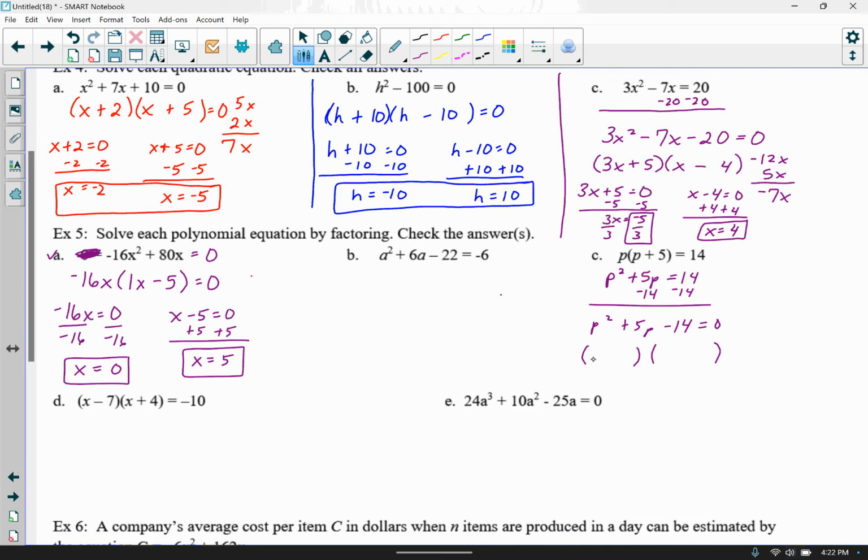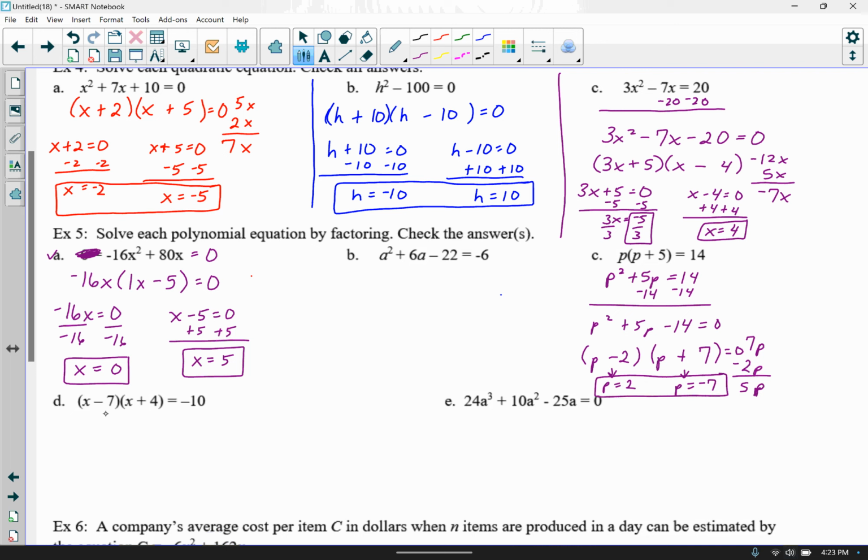The only way to multiply to give you p squared is p and p. Most common way to multiply to give you 14 is 2 times 7. So think about your outside and inside. You've got 7p and 2p. Trying to get a positive 5p, so you'll have to make your 2 negative, so minus, positive. They both have letters with them, so they both get set equal to 0 and solve for p. If I set this one equal to 0, I should get a positive 2, and this one should give me a negative 7. Those would be my two answers.